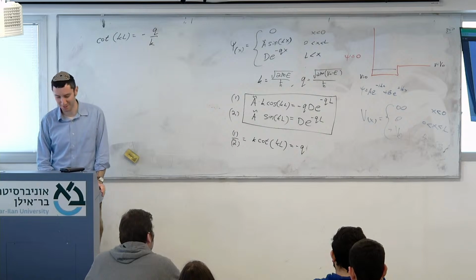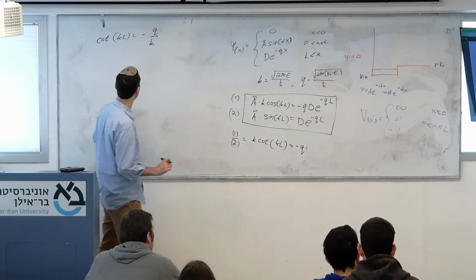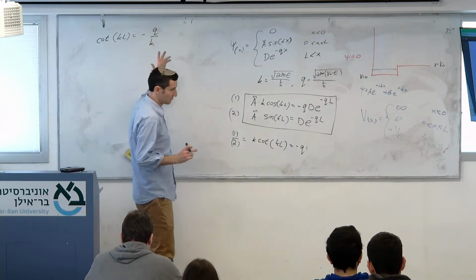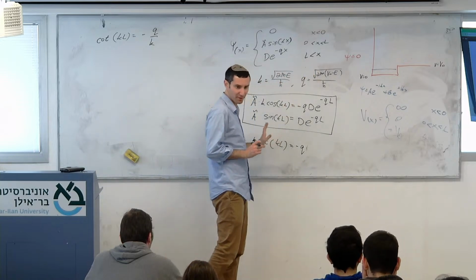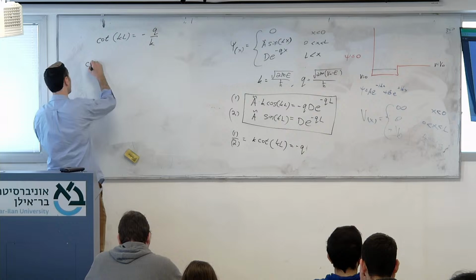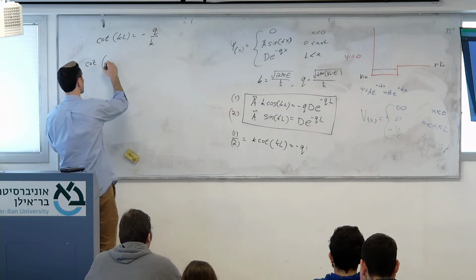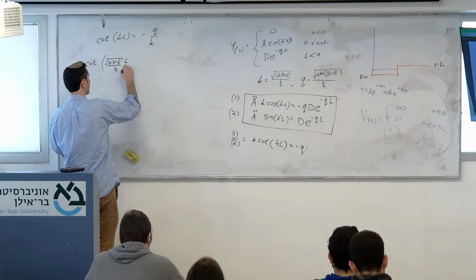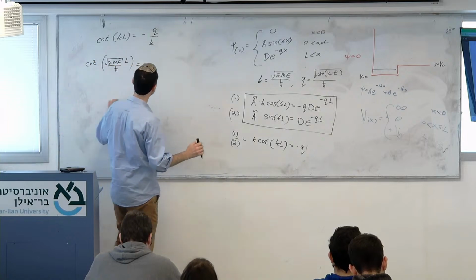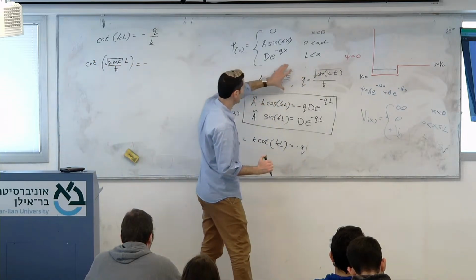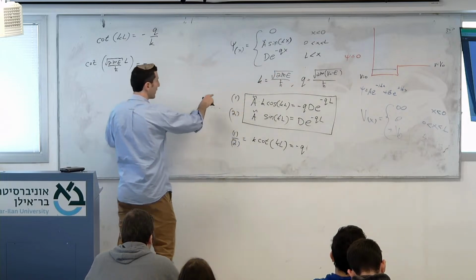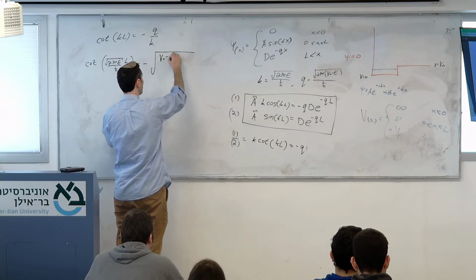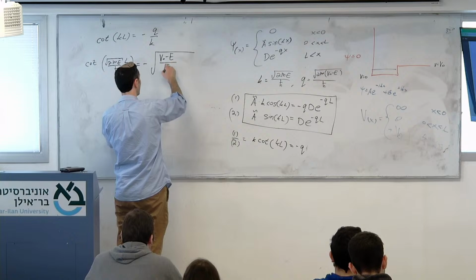Graphically. Yes, graphically. In order to solve it graphically, I'm going to do two things. First of all, instead of writing K and Q, I want to rewrite this. I have here cotangent of, what is KL? It is square root of 2mE times L over h bar. This equals minus this divided by that. So h bar and h bar cancel each other out, and 2m and 2m cancel each other. I have here V naught minus E divided by E.